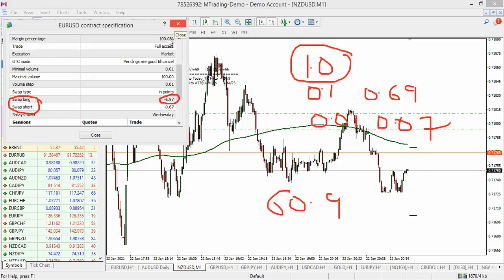This is not a strategy. The information I'm giving to you now, please don't use it as a strategy. It's just information. There are ways you can trade without thinking about swap long or swap short. You should only be concerned about swap depending on how you want to trade. For some persons, they are not concerned about swap. For some, they are.